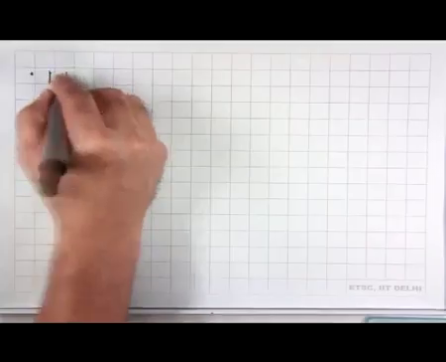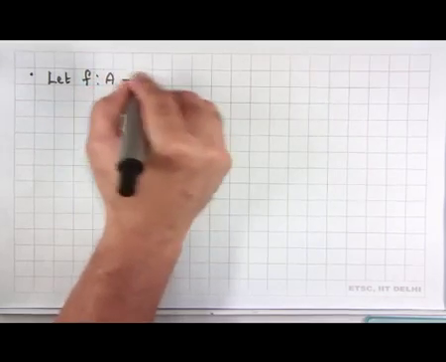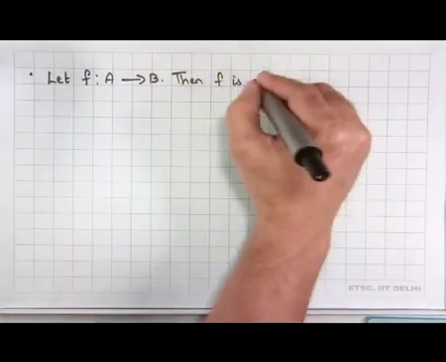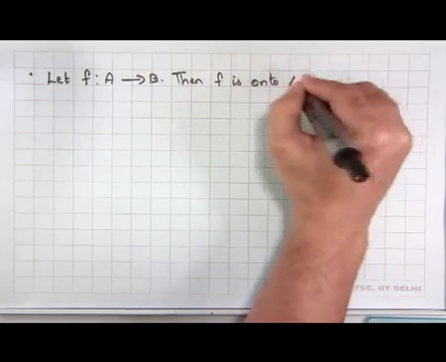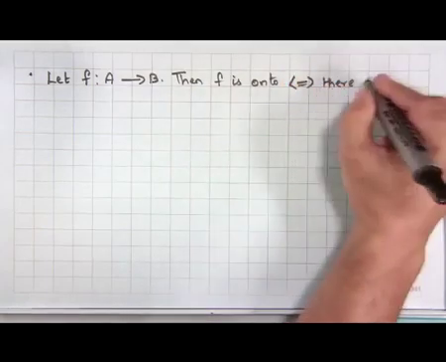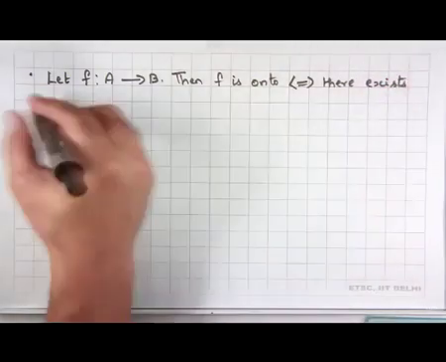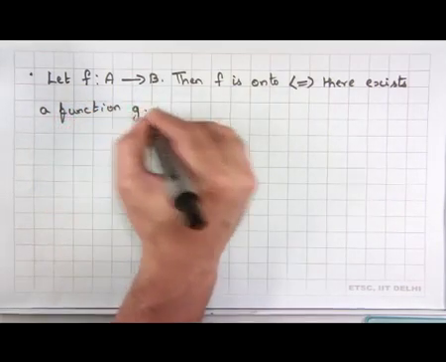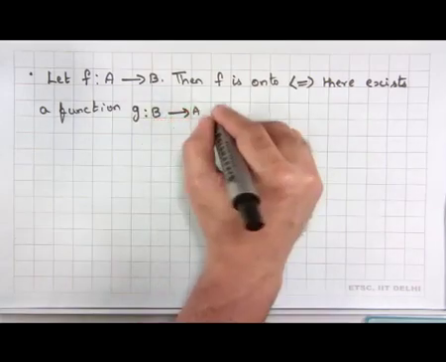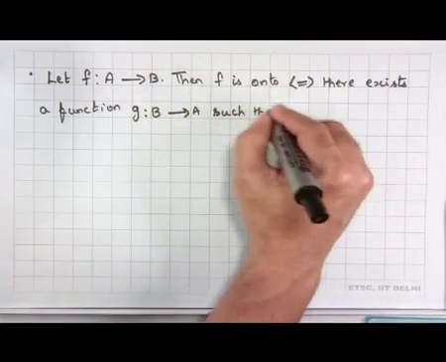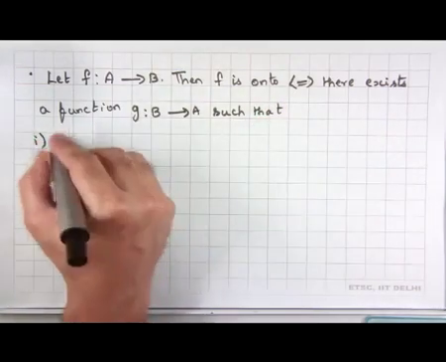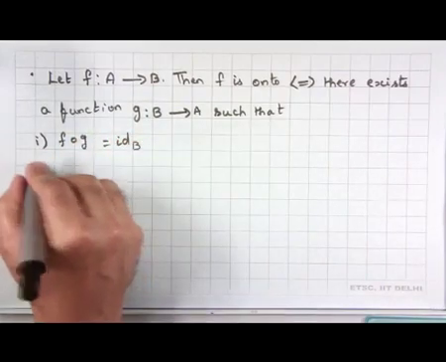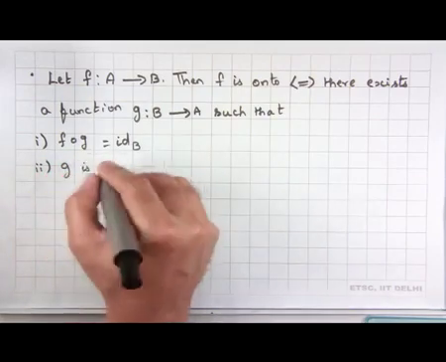So, let f be a function from A to B. Then f is onto if and only if there exists a function g from B to A such that, first, f composed with g is the identity function on B, and second, g is 1-1.